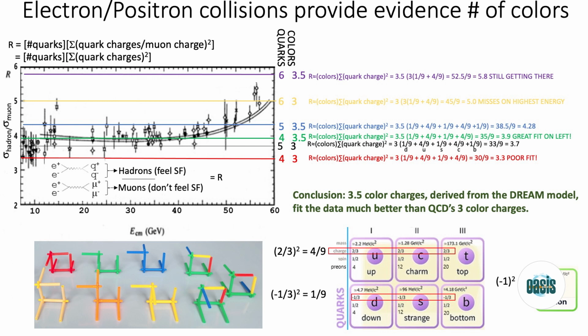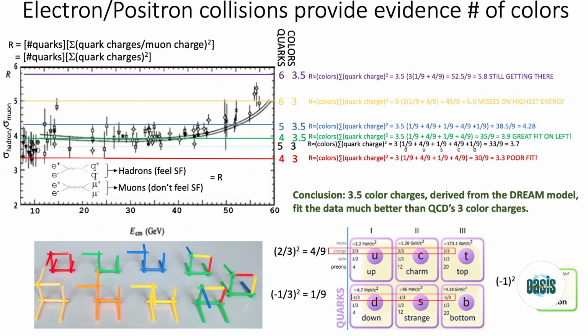So the down quark is a charge of minus a third. Take minus a third, square it, you get a ninth. Up quark is 2/3, square it, you get 4/9. So you add these up and then you multiply it by the number of colors and look for the value. And it comes out 3.7.